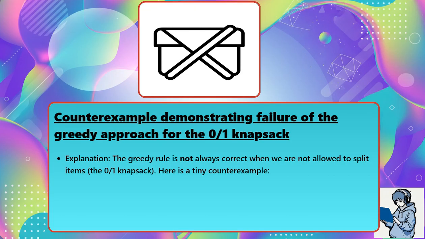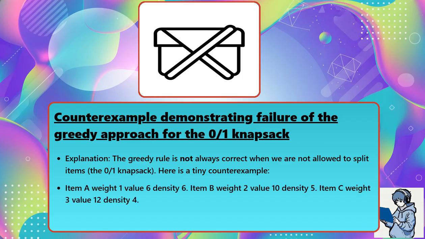Explanation: the greedy rule is not always correct when we are not allowed to split items, the 0-1 knapsack. Here is a tiny counterexample. Item A weight 1 value 6 density 6. Item B weight 2 value 10 density 5. Item C weight 3 value 12 density 4. Assume the knapsack capacity C equals 4.